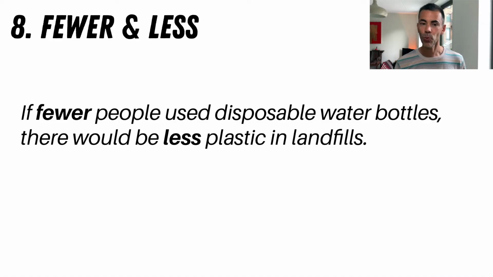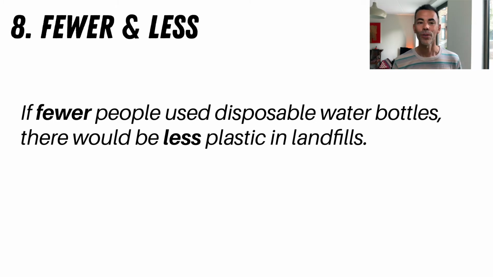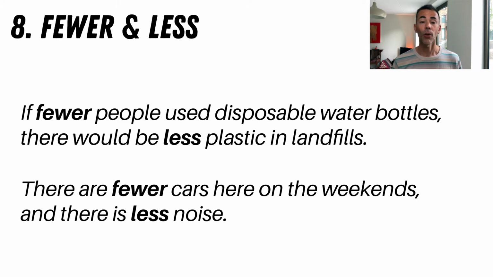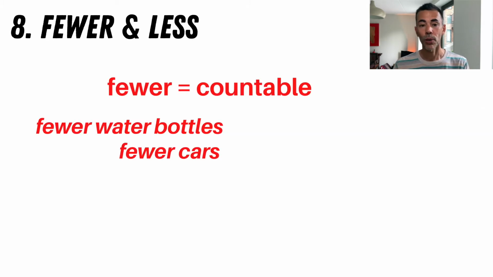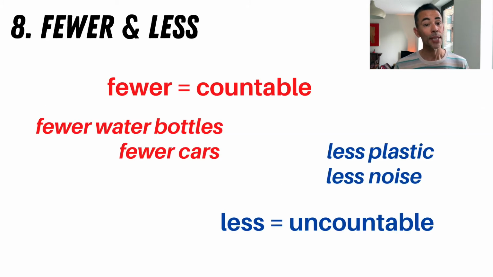Okay, number 8, fewer and less. Here's an example. If fewer people use disposable water bottles, there will be less plastic in landfills. Or, there are fewer cars here on weekends and there's less noise. Can you see the difference between fewer and less in these example sentences? Basically, you use fewer if you can count the number of things: cars, plastic water bottles. And we use less when we cannot count the things: plastic, noise.